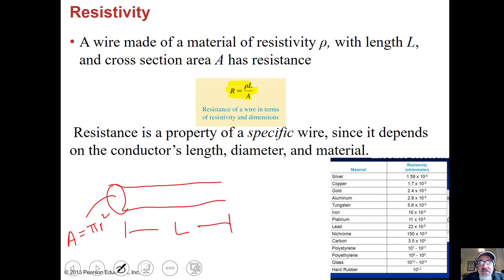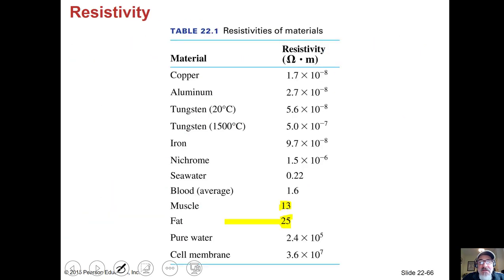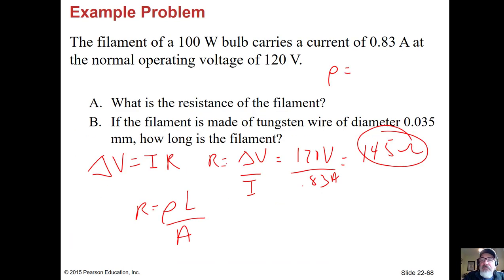Okay, let's see, they said when it's at a normal operating voltage of 120, so let's assume that it's actually operating. So the resistivity is 5 times 10 to the minus 7th ohms times meters. Now they give us the diameter, 0.035 millimeters. From the diameter, we can get the area.